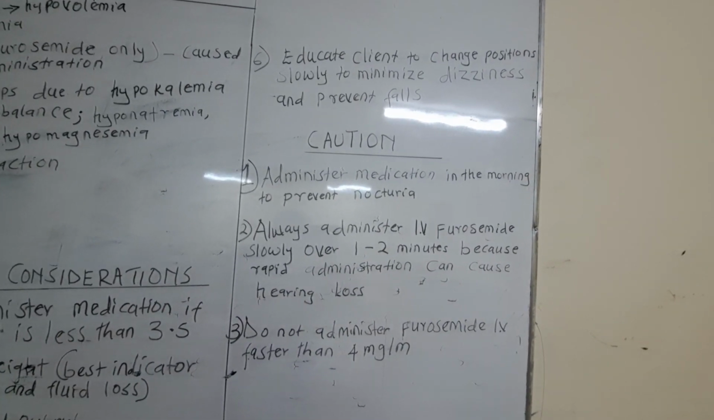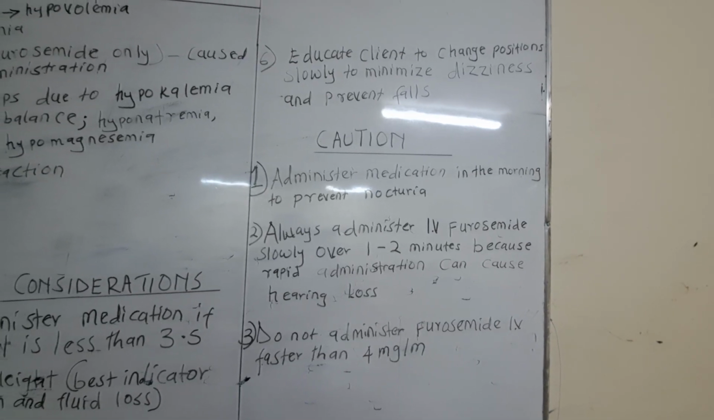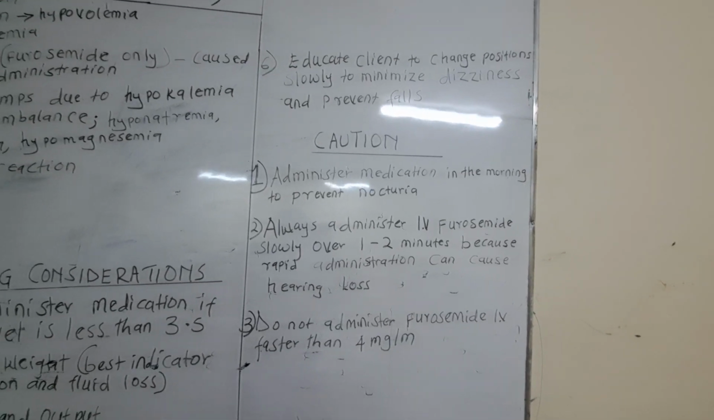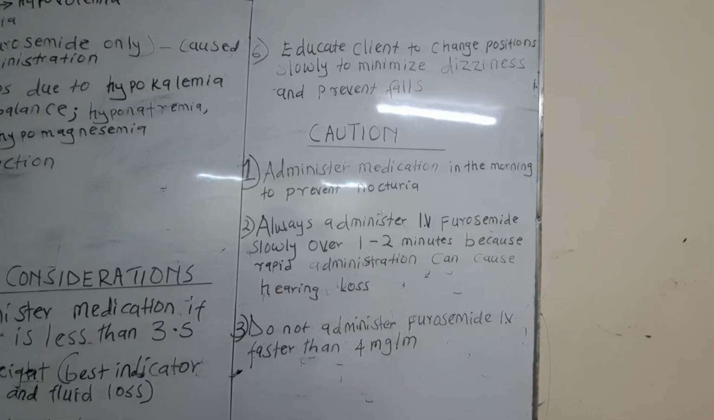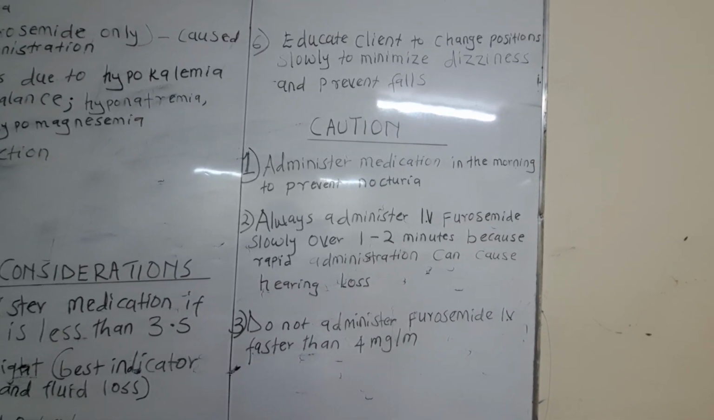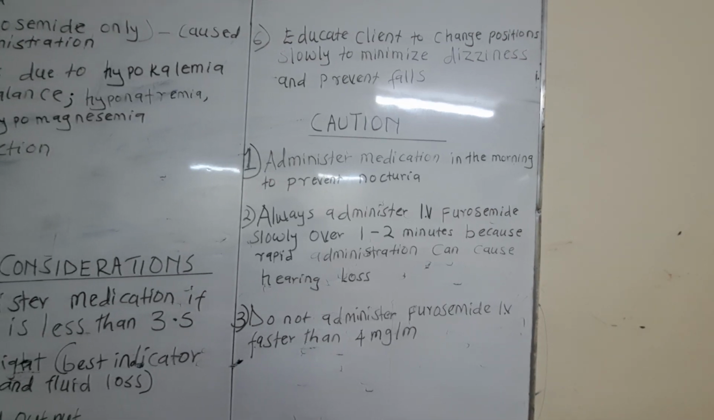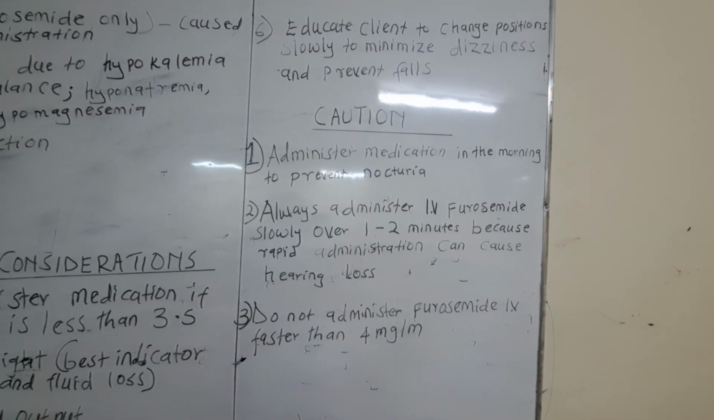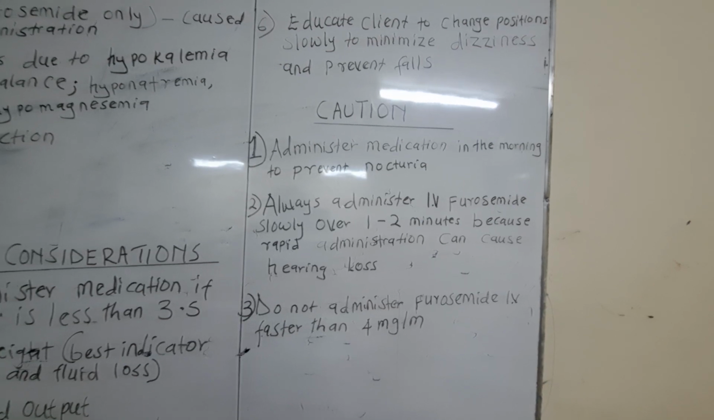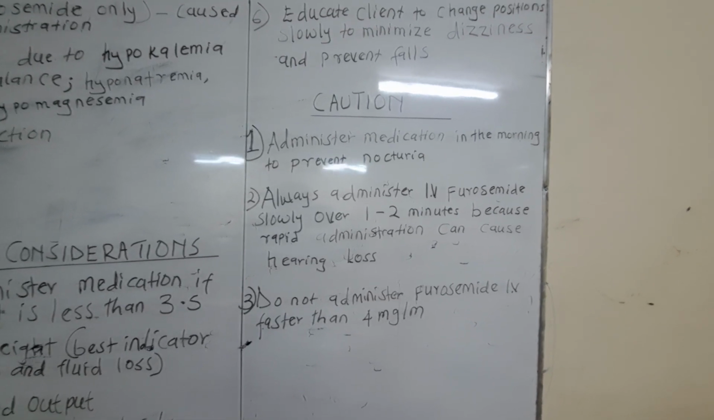Administer medication in the morning to prevent nocturia. Nocturia is excessive passing of urine at night. So you don't want to disturb your patient by going outside to pass urine all the time. So you administer in the morning, so that they can pass the urine during the day, when they're not sleeping. It doesn't have to interrupt their sleep patterns.